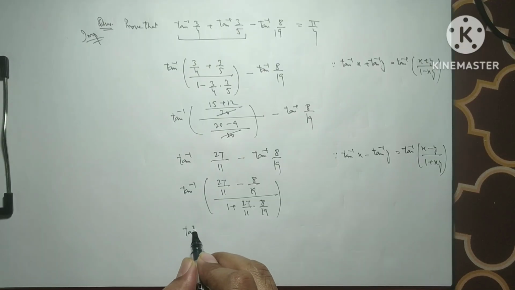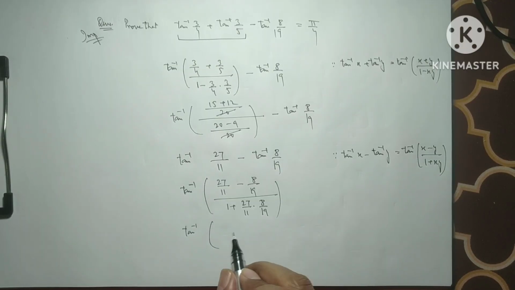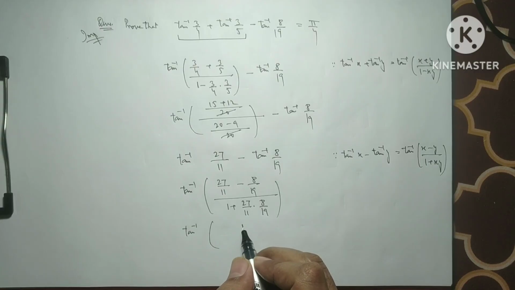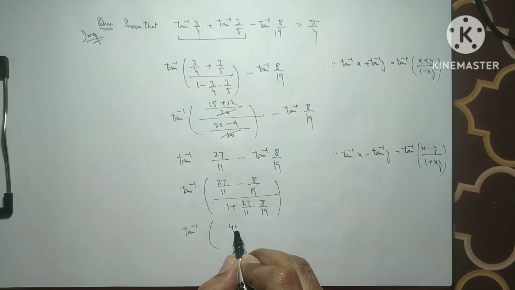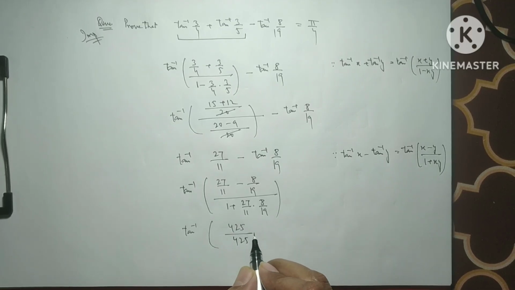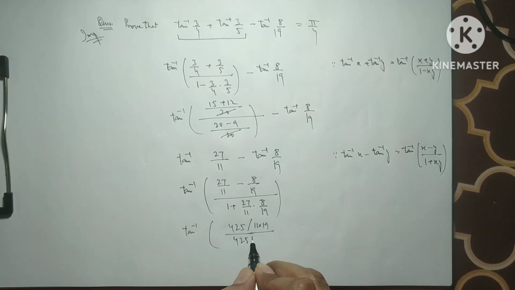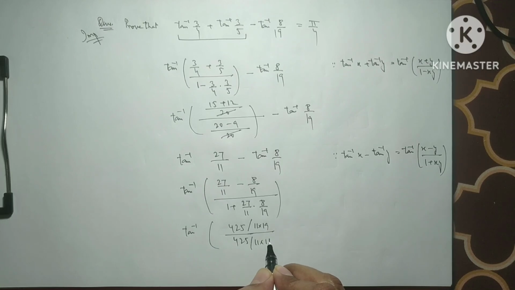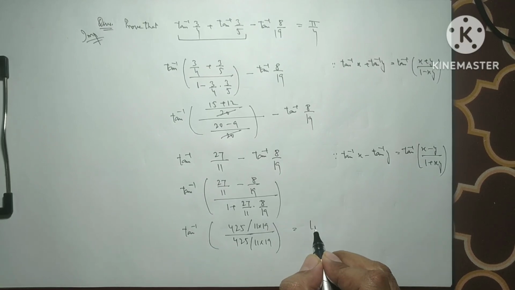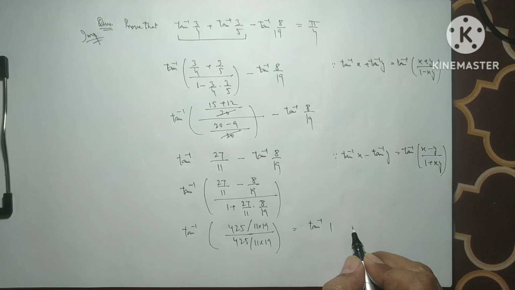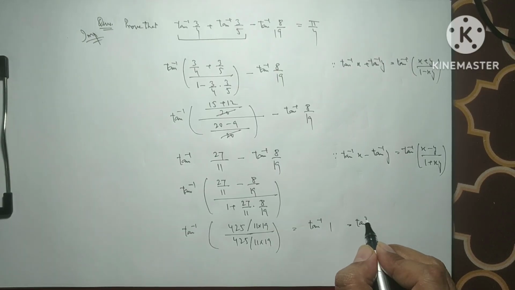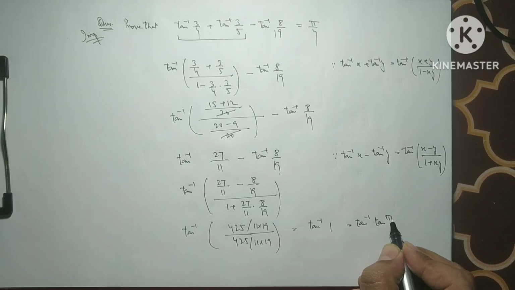So it becomes tan inverse, on taking LCM it will be cancelled out. That becomes 425 divided by 425, and this is divided by 11 into 19, 11 into 19. So it is tan inverse 1, that is tan inverse of tan pi by 4. So finally we get pi by 4 as the answer.